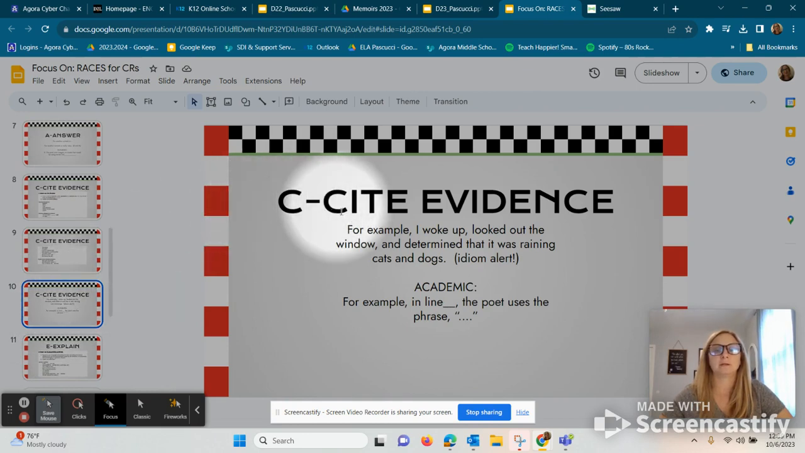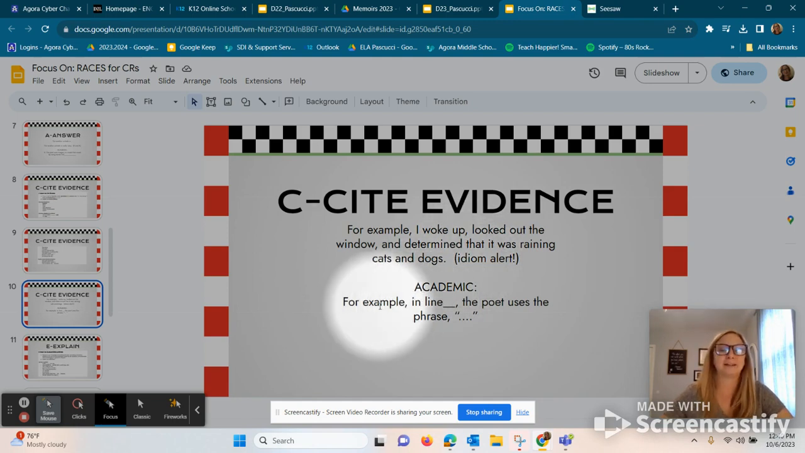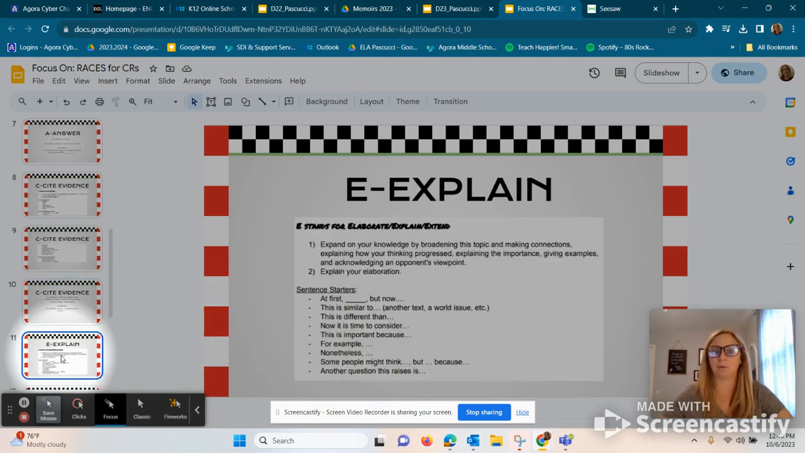All right, so back to that weather question. For example, I woke up, looked out the window, and determined that it was raining cats and dogs. Was it really raining cats and dogs? No, it's an idiom. We'll learn more about them later. The academic thing to say in this case would be, for example, comma, in line 3, comma, the poet uses the phrase, comma, quote, and then you're going to write exactly what they do. Okay? Now, on to explain, which is super important.